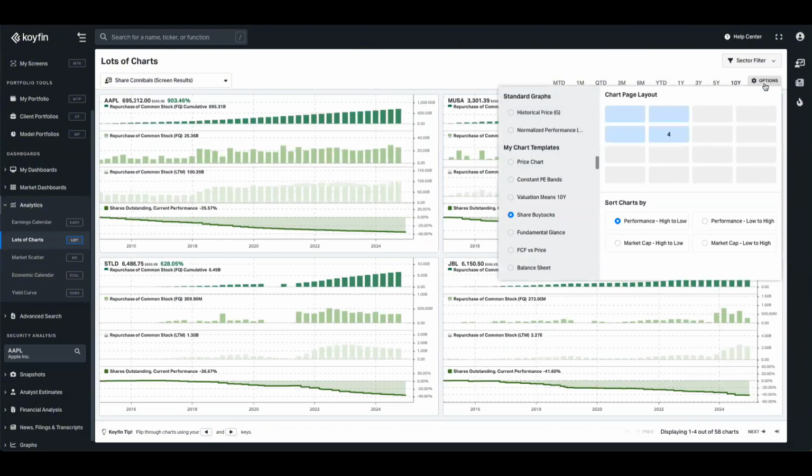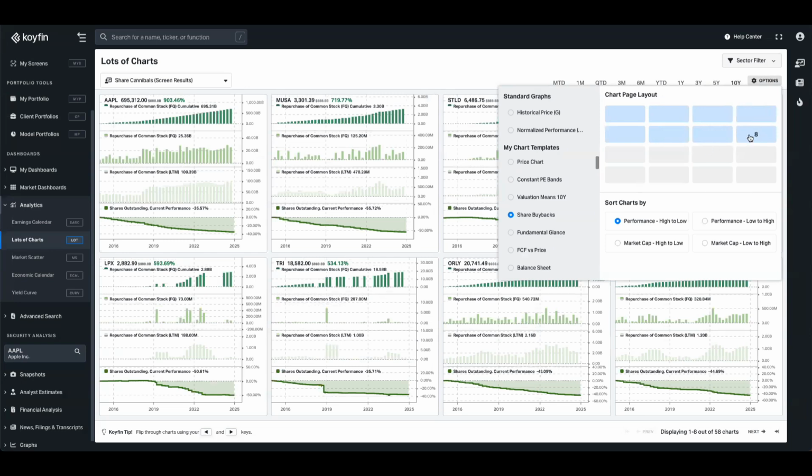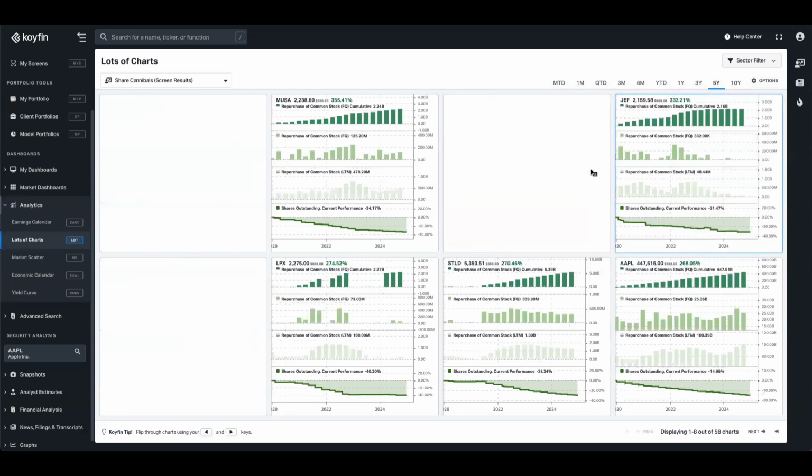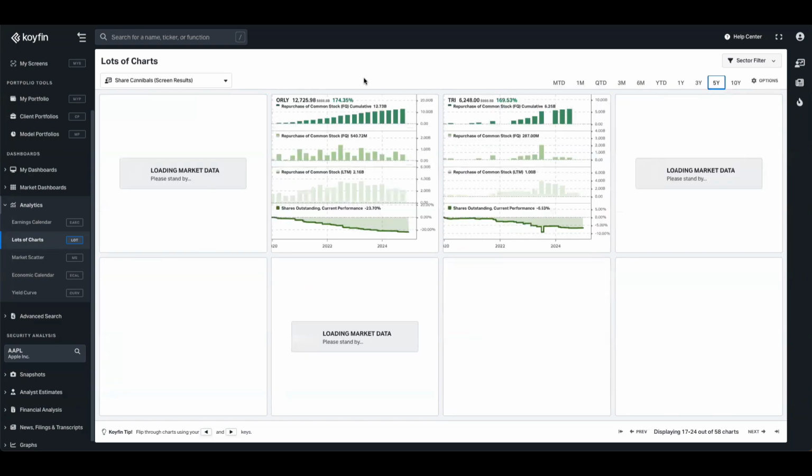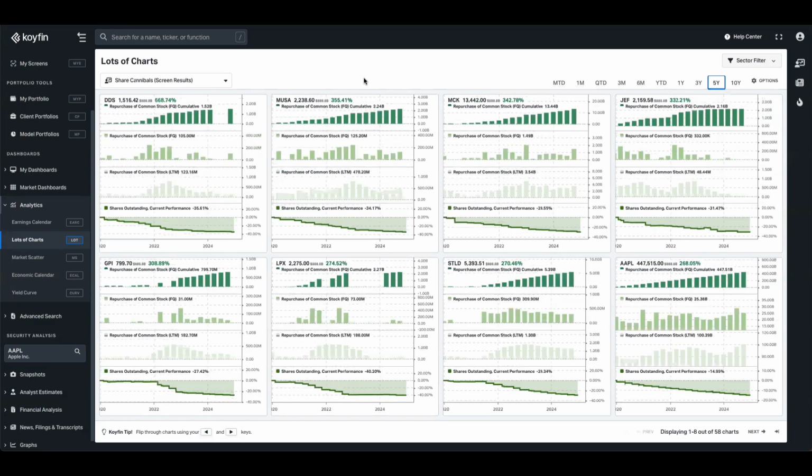And let's alter the page layout so we have more of a square structure going on. Let's take that to 5 years. Now we can see all of our share cannibals. We can see their outstanding share count over time in a performance basis, and we can flick through all of these names using our keypad.